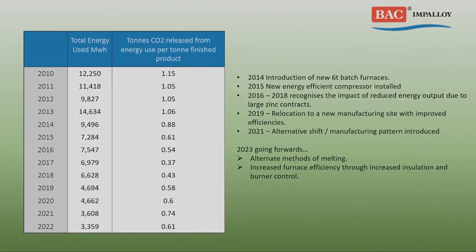There we are. This is just what the manufacturer can do. You can see some step changes, and I'll push on because what it does mean is that by careful analysis of what we're actually doing in manufacturing terms, we can affect our carbon footprint.